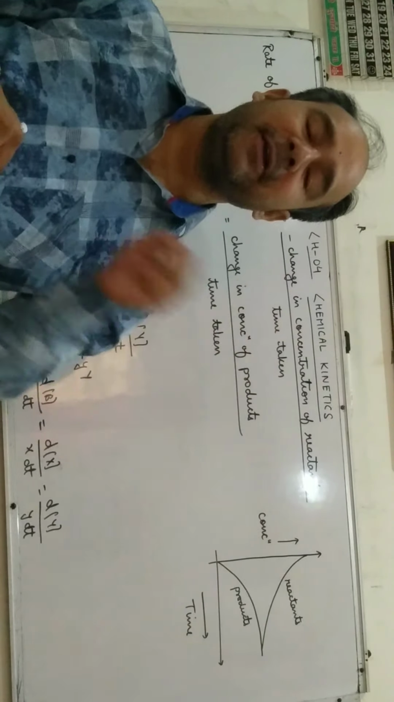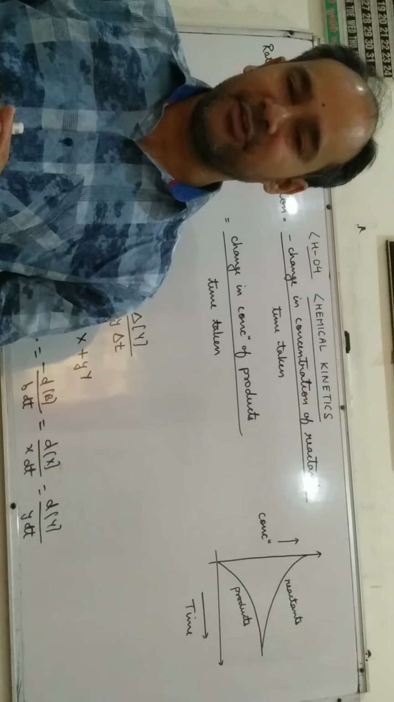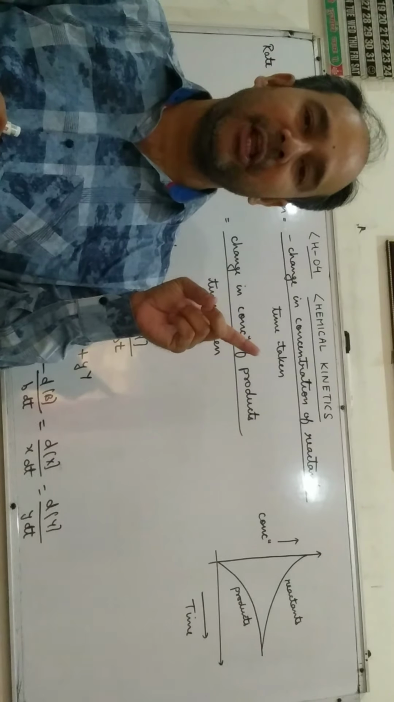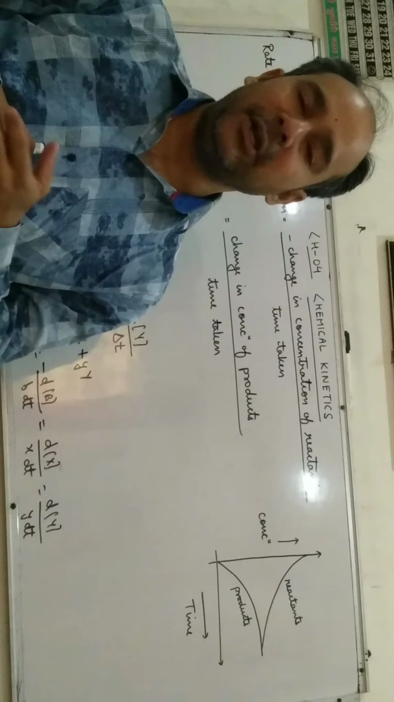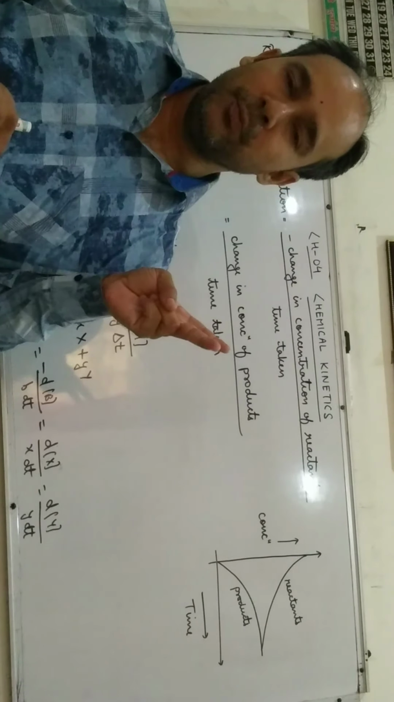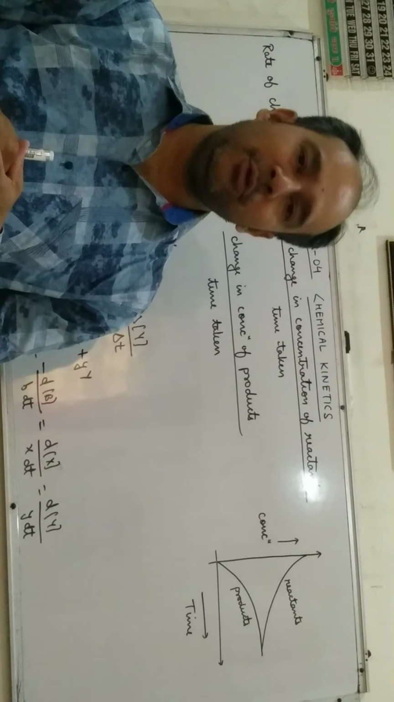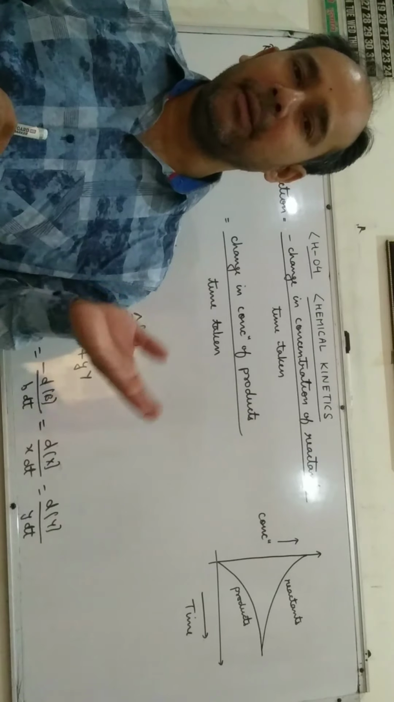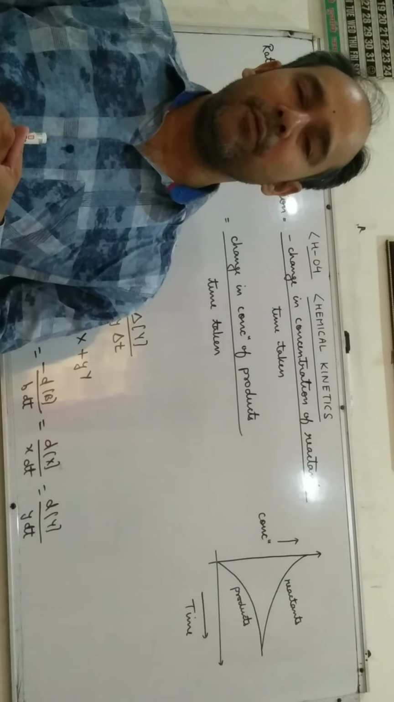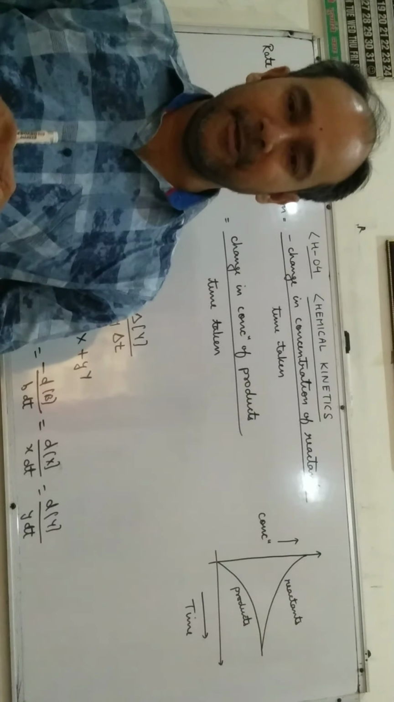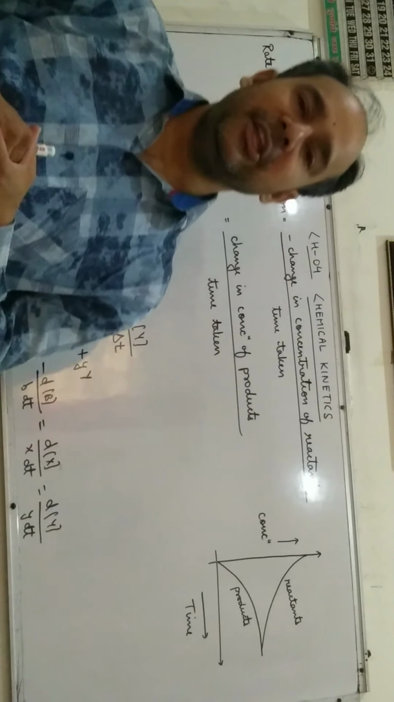Now let us discuss factors affecting rate of chemical reaction. Students, there are 5 factors which affect the rate of chemical reaction. Number first is the concentration of reactant. More the concentration of reactant, more will be the rate of reaction. Number 2, temperature. It has been observed that on increment in temperature, rate of chemical reaction increases because a large number of molecules collide simultaneously.